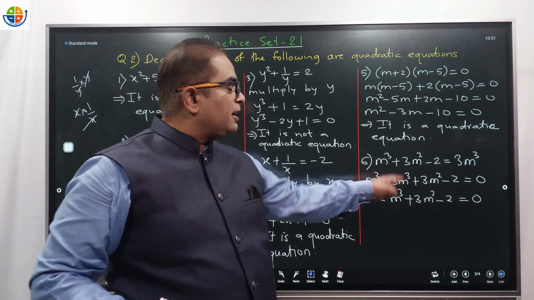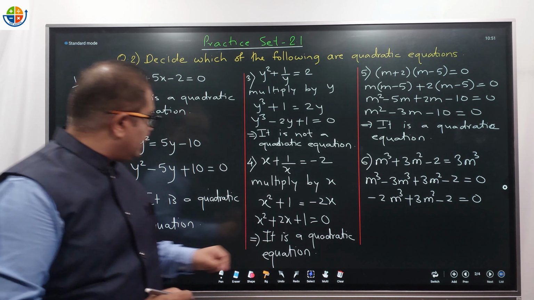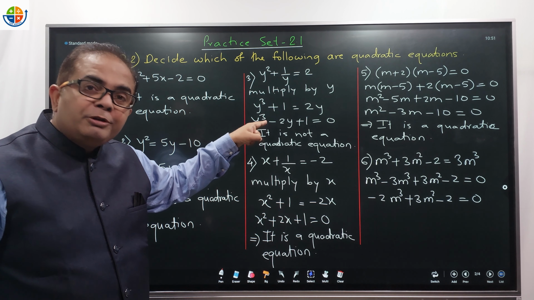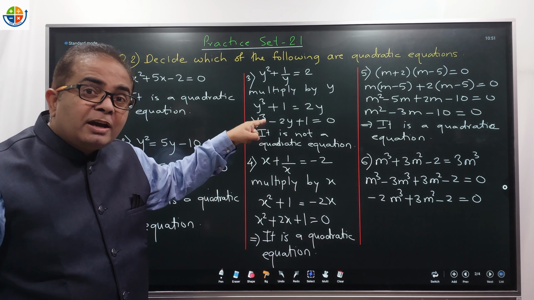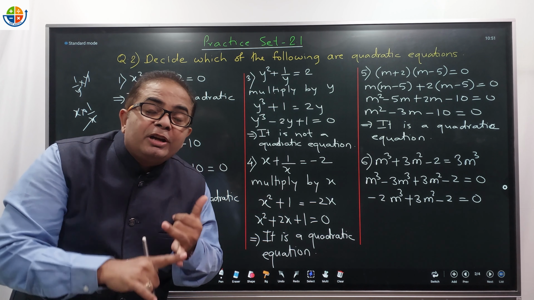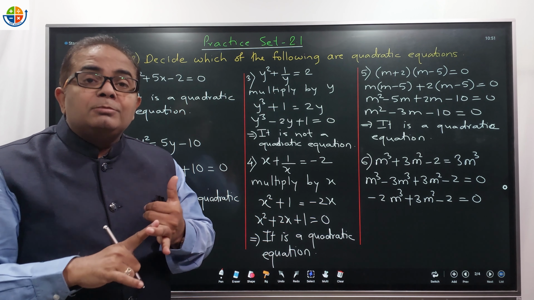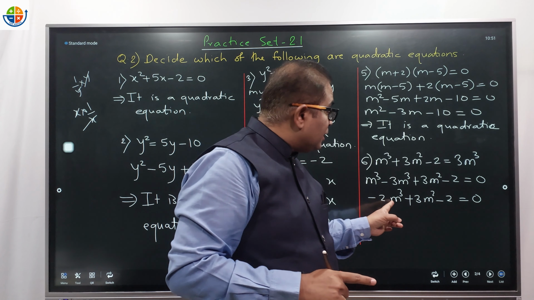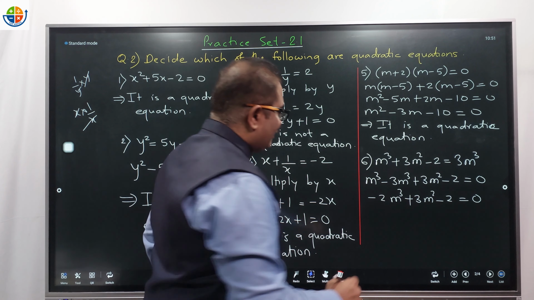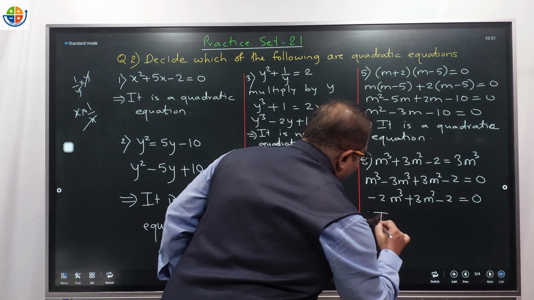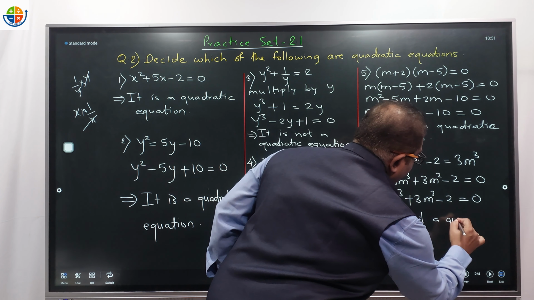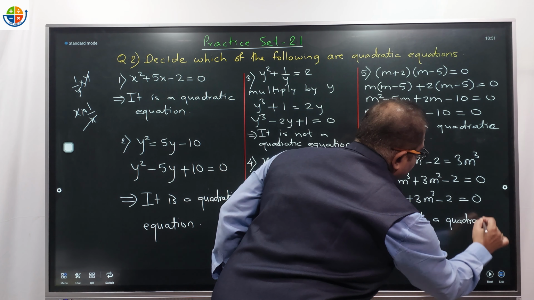अभी अपने पास क्या आ गया? m क्यूब. जैसे यहां पे आया था y क्यूब, तो वी हैड नॉट टेकन दिस एज क्वाड्रेटिक इक्वेशन. व्हाई? बिकॉज इट इज नॉट इन द फॉर्म ऑफ ax स्क्वायर. हमें स्क्वायर टर्म चाहिए, हमें क्यूब टर्म नहीं चाहिए. तो m क्यूब यहां पे आ गया. इट इज ऑल्सो नॉट अ क्वाड्रेटिक इक्वेशन. देयरफॉर इट इज not a quadratic equation.